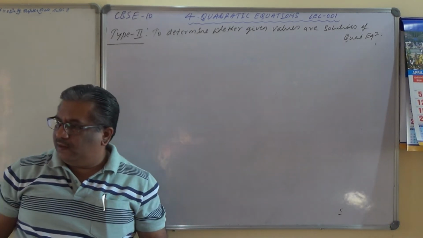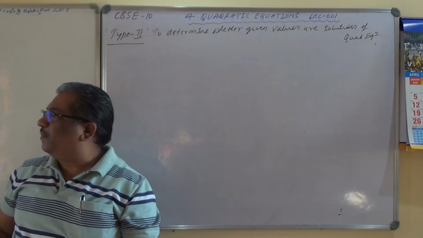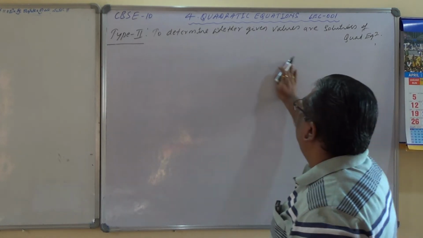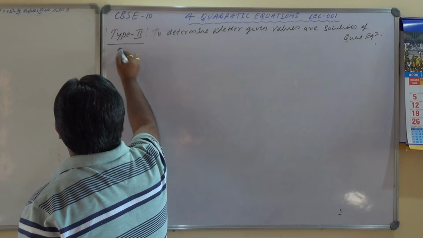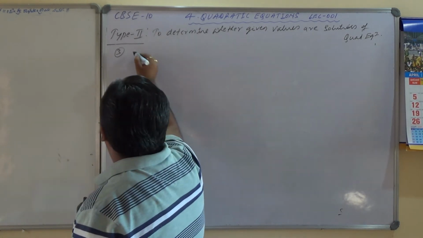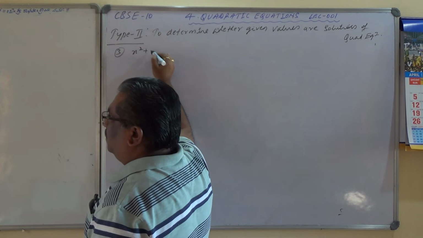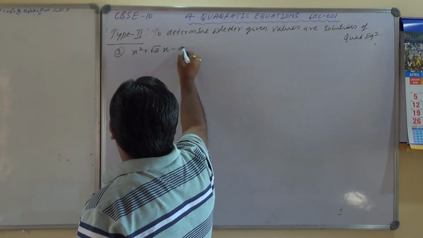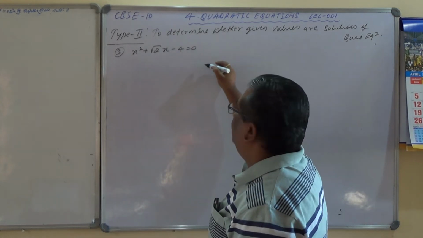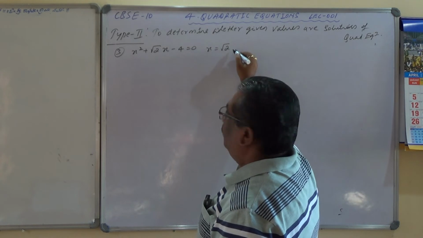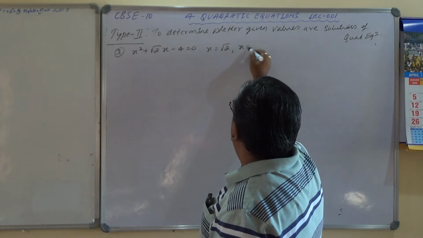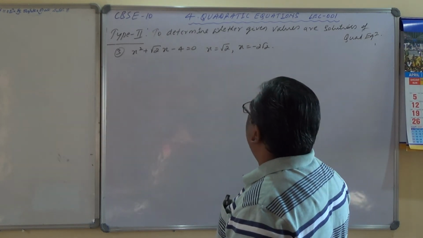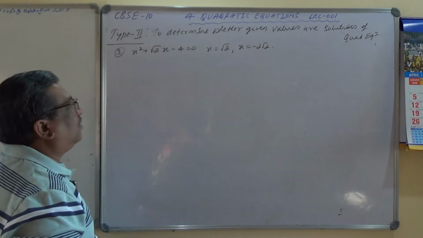Next one. Let me check. Third one. x square plus root 2 times x minus 4 equals 0. What are the values of x here? x equals root 2 and x equals minus 2 root 2. So we have to check whether these two values are the solutions or not.